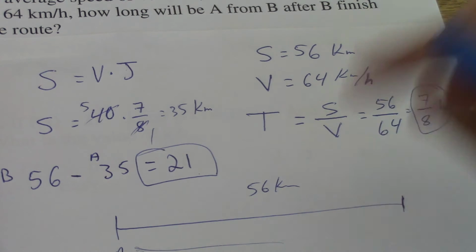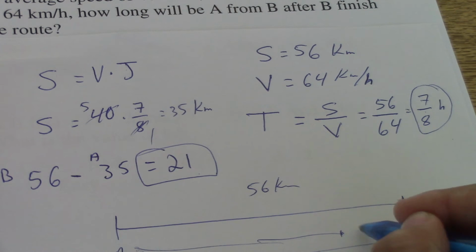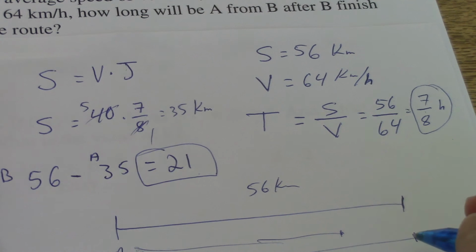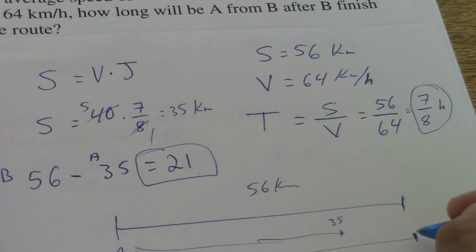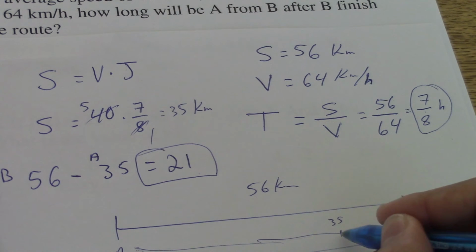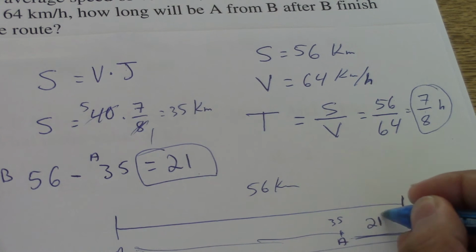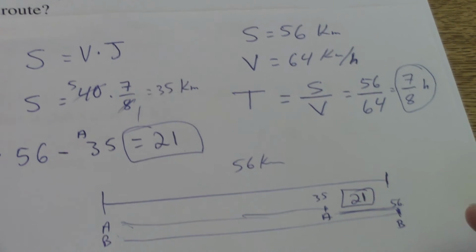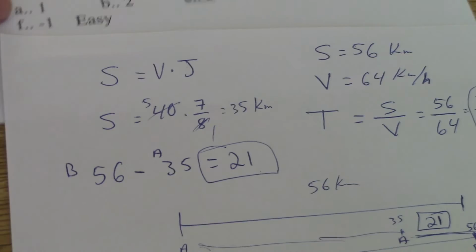So when B finishes, A is at some point here, but less than B because B drives faster. That's why this one reached 35 kilometers and B finished with the 56 kilometers. So the distance between A and B when B finished the race, here is A, here is B, this distance here is 21 kilometers. Okay? Hope these problems help you a little bit, and let's go to another one.